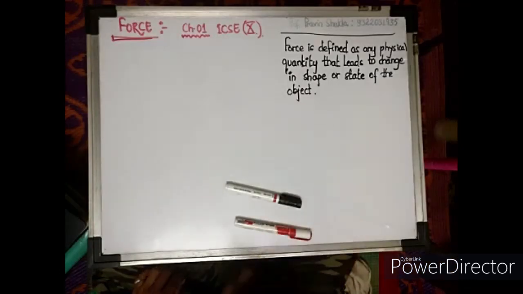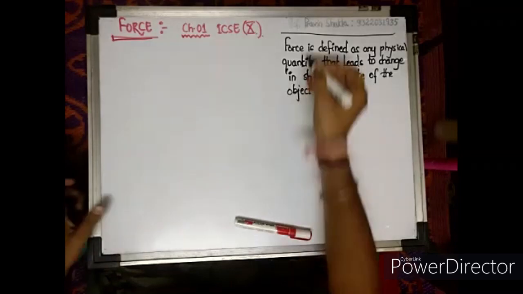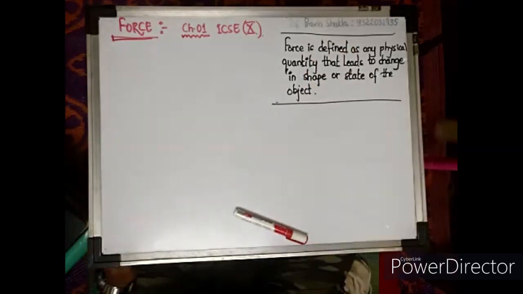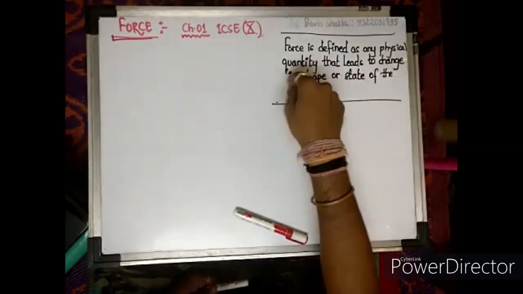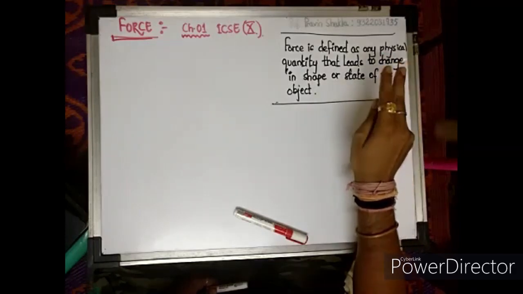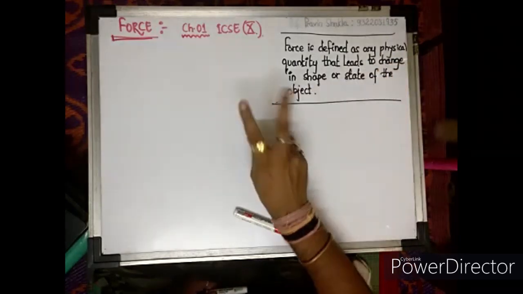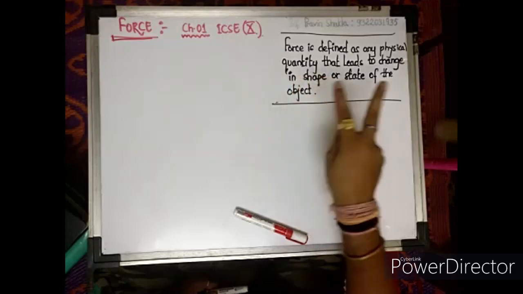So the definition that we have just written on the board is basically the qualitative definition. This does not give you how to measure the force, right? It only talks about what exactly the force is. As per the definition, what is force? Force is defined as any physical quantity that leads to change. This is very important. Change in what? Change into either of the two things, either the shape or the state of the object.